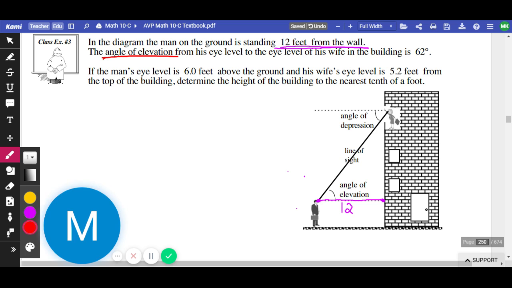The angle of elevation from the eye level to the eye level of his wife. So from him looking up to his wife, they've even labeled elevation for you, is 62 degrees. 62. And they labeled it for you. They labeled angle of elevation, which is pretty nice.